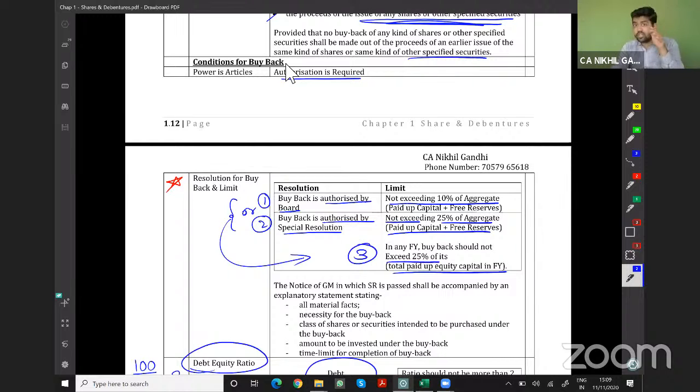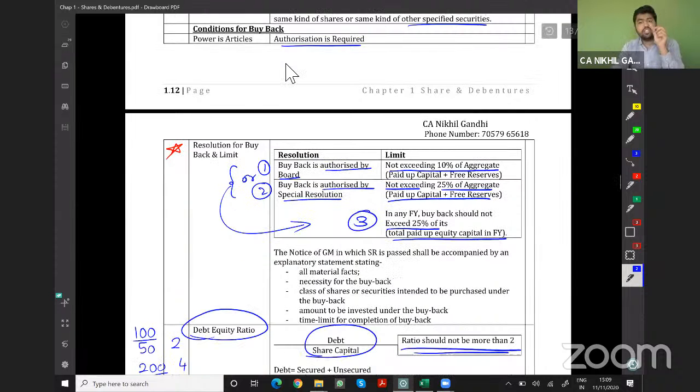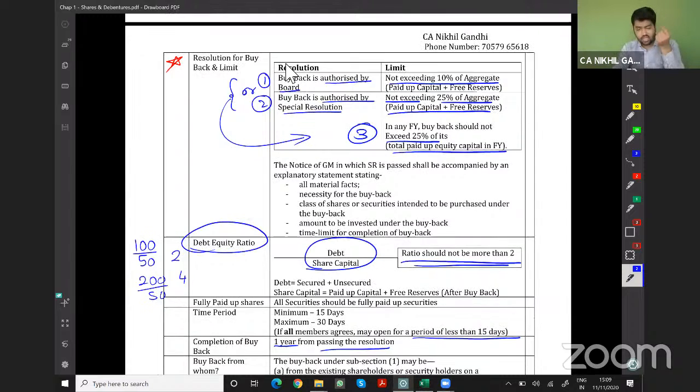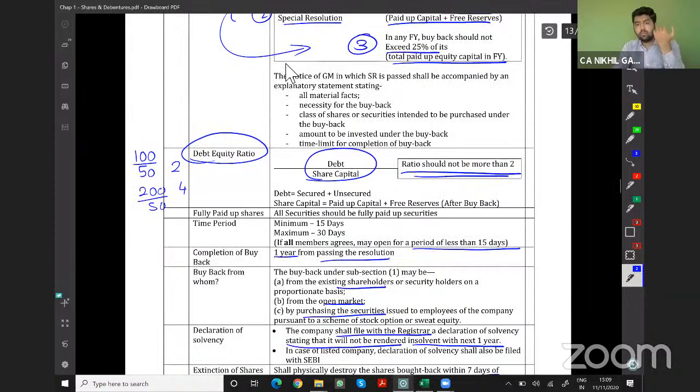10% and 25% of what? Paid up capital plus free reserve. But there is a third limit as well. And what is that third limit, sir? It should not exceed 25% of the total paid up equity share capital in any particular financial year. Debt to equity ratio should not be more than 2 after buyback. Shares should be fully paid up shares.